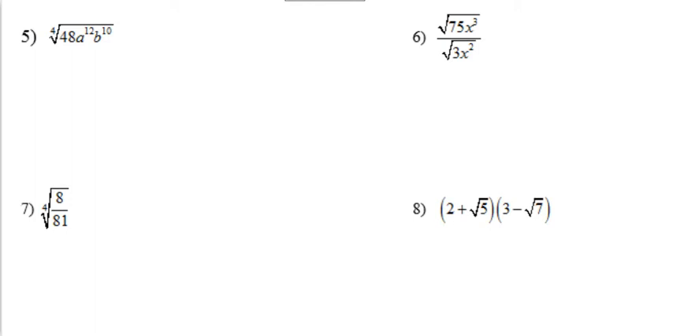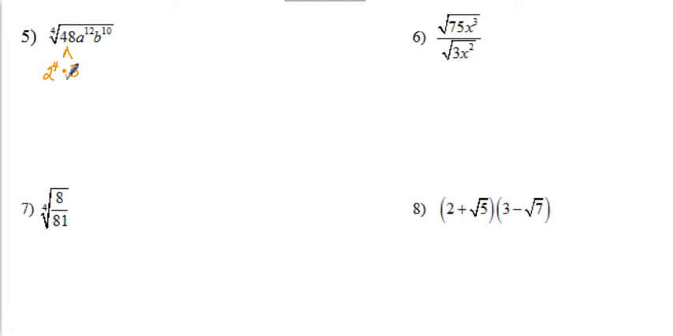Let's go to example 5. Example 5, I'm looking for fourth roots. So what lives within 48 that is something to the fourth power? Hopefully you came up with 16 and 3. 16 is 2 to the fourth power times 3. So 16 times 3 is 48, and I was looking for that 2 to the fourth power because I'm taking the fourth root of it.